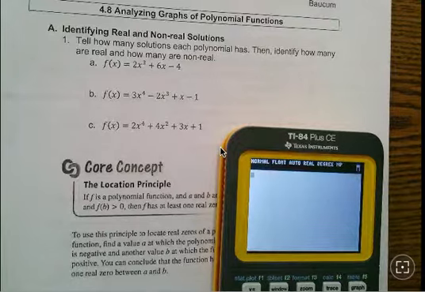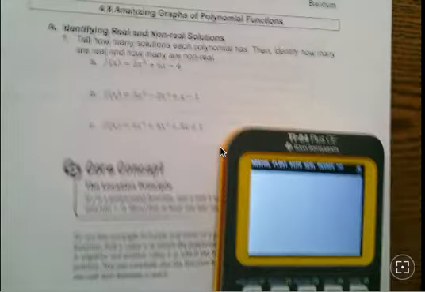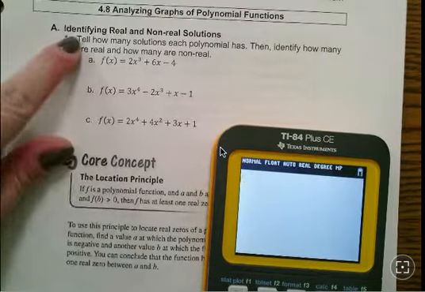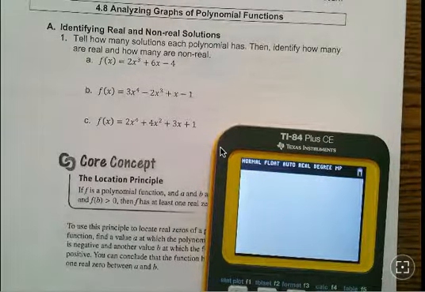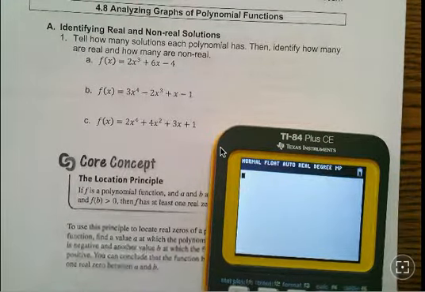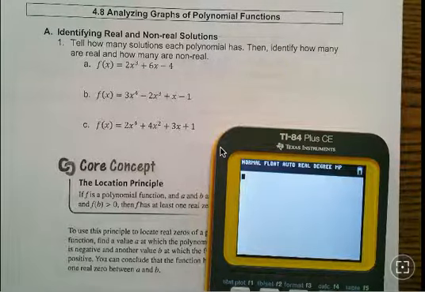This is a very, very powerful tool, and I want to make sure that we've gotten a really good idea of how to use it properly. The first part says, tell how many solutions each polynomial has. Then identify how many are real and how many are non-real. We used Descartes' rule of signs 3 days ago to determine all the possible positive, negative, and real zeros.